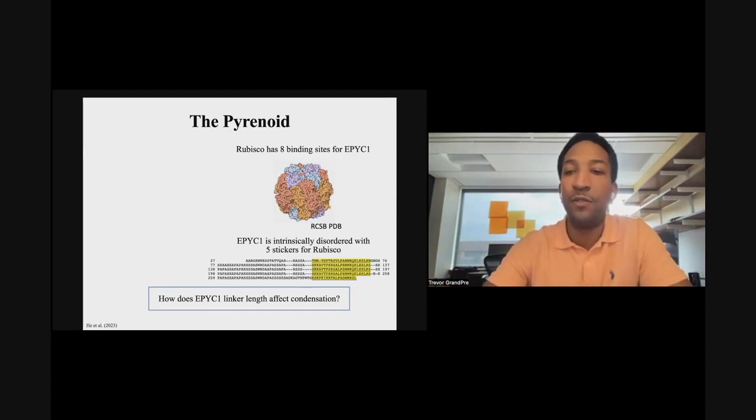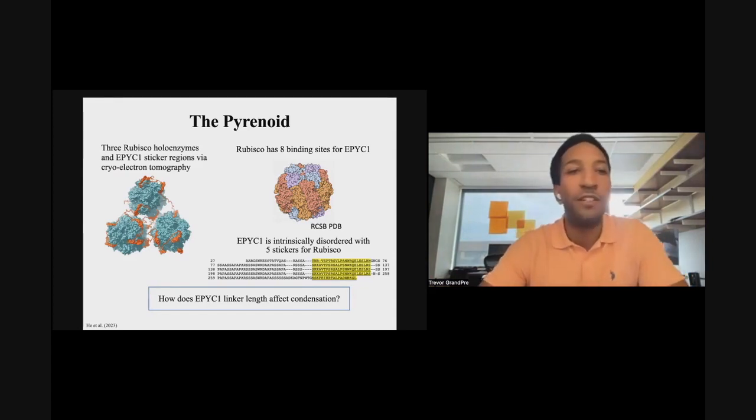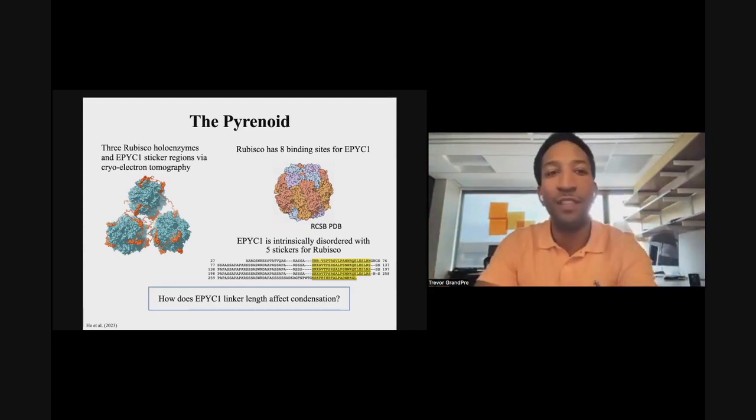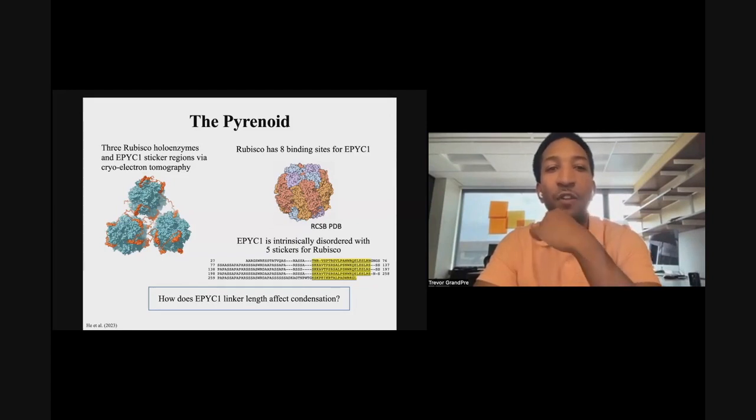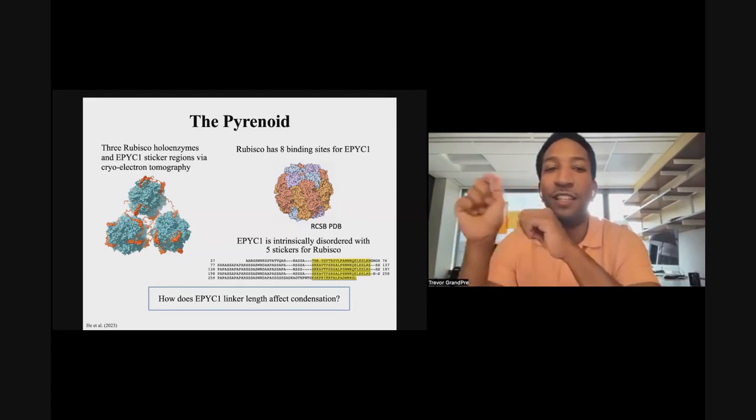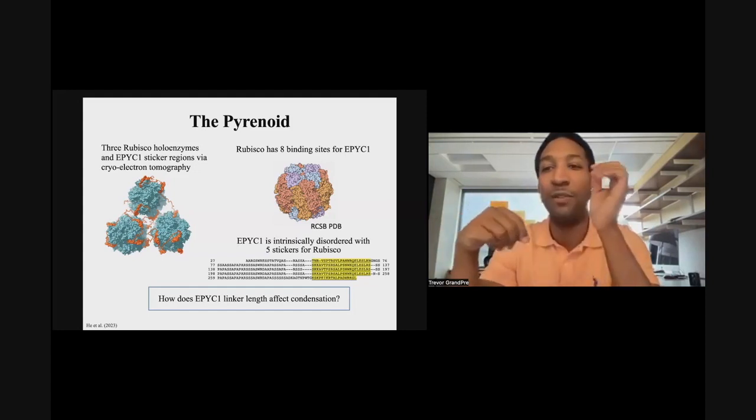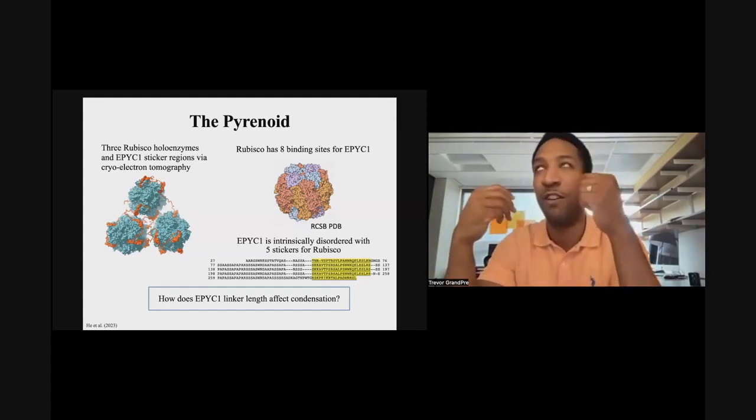Okay. And so here's actually an image of 3 Rubisco. I've been saying Rubisco, but these subunits here are actually hollow enzymes of a larger structure. But anyway, this is showing that 3 Rubiscos are being held together by EPYC1s, where this is from cryo-electron tomography. But one thing to note is that the linker lengths are interpolated, so they're made to be the correct length, but they're not from an experiment.